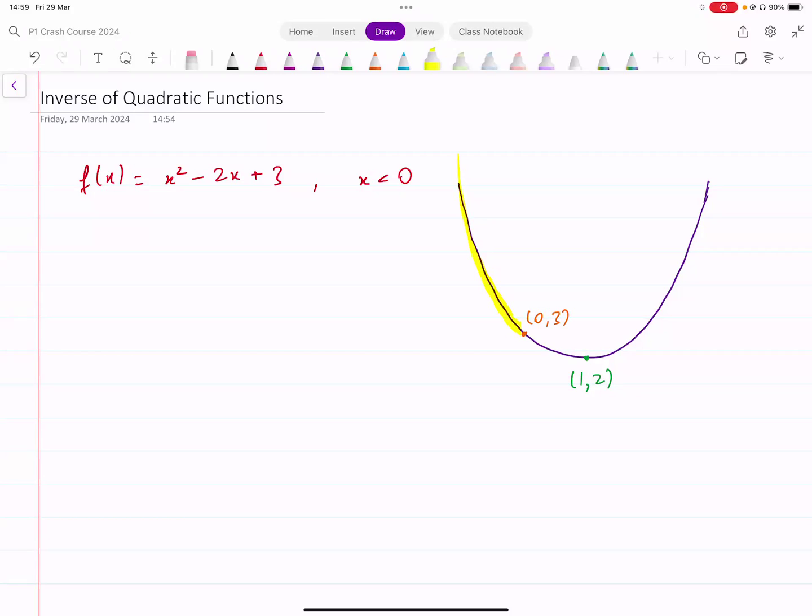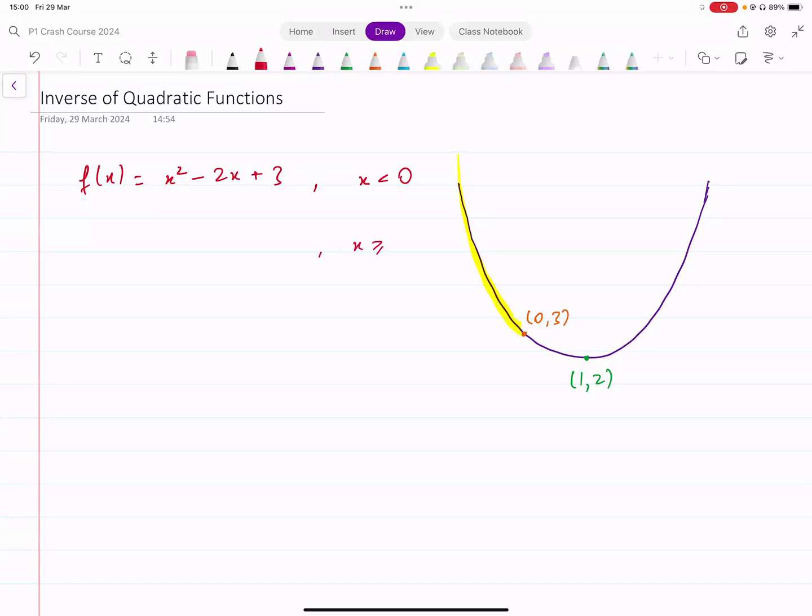Now, if you look at the yellow part only, that yellow part is 1 to 1, right? That yellow part is 1 to 1 because in the yellow part, you can't draw any horizontal line that cuts the yellow part at 2 points. So if we had the domain of this quadratic function, x squared minus 2x plus 3, with domain x less than 0, we could say it's a 1-to-1 function now, and then we could find the inverse of this function. Now, x less than 0 would make it 1-to-1.